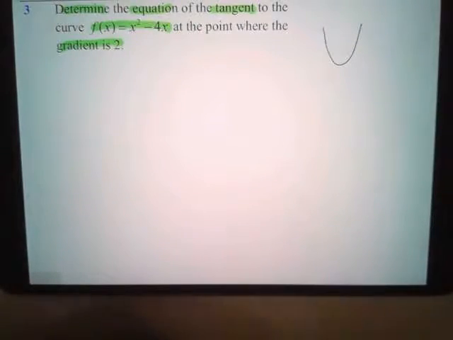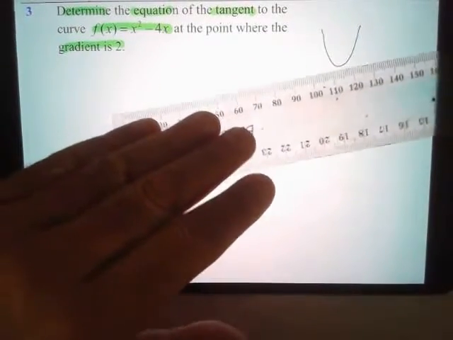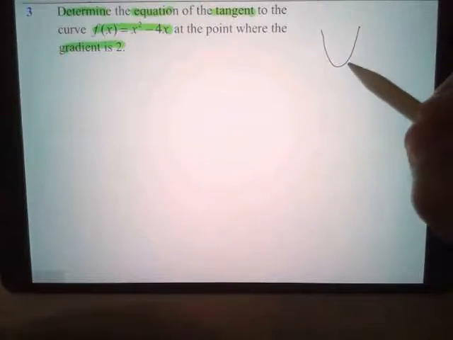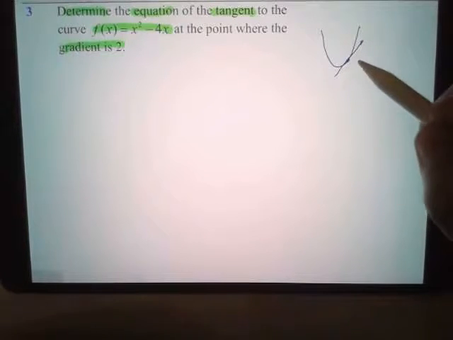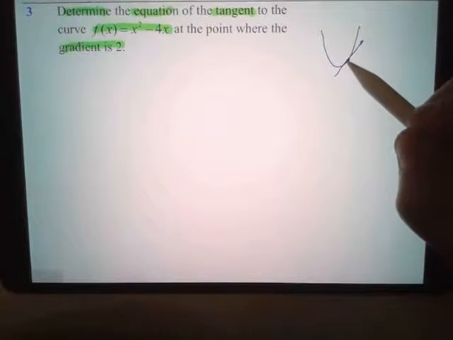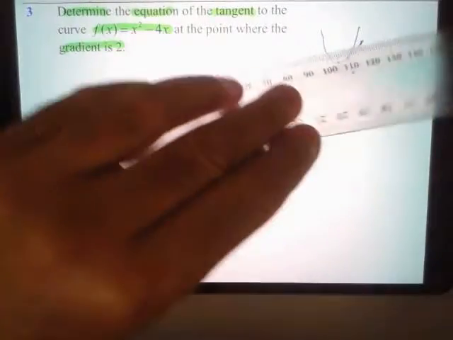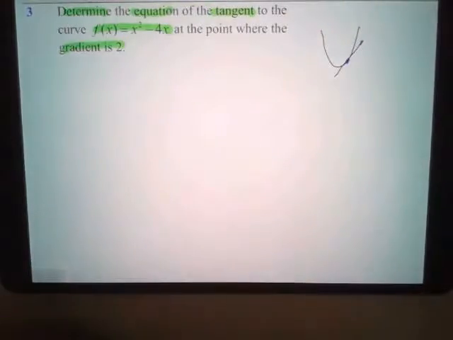Now the gradient in this case of the graph is negative, less negative, less negative until it's 0, and from 0 it becomes then positive, more positive, more positive. At some place here the gradient equals 2. So the gradient of the tangent equals 2. And they want to know what is the equation where this line equals 2. Now remember, that line will change all the time, but when the gradient is 2, it can only be one of those. So let's have a go look.